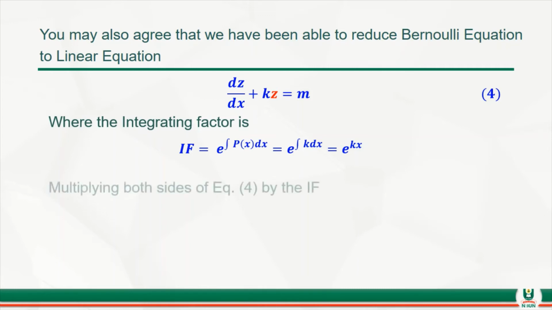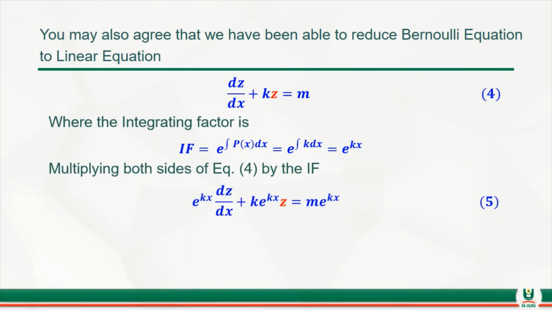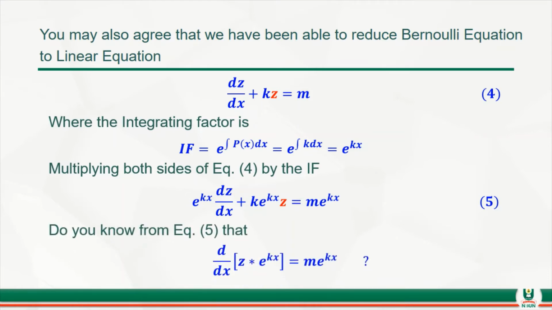The next thing now is that we multiply both sides of equation 4 by the integrating factor. So in this case, we have exponential kx multiplying dz/dx, plus kz also multiplying exponential kx, and at the same time m multiplying exponential kx. That is how we obtain our equation 5. Now the major question is: is there any way we can rewrite the left hand side of equation 5? Yes. If you have d/dx of the bracket of the dependent variable we are looking for, multiplied by exponential kx, which is the integrating factor, then this expression is the same thing as the left hand side of equation 5.